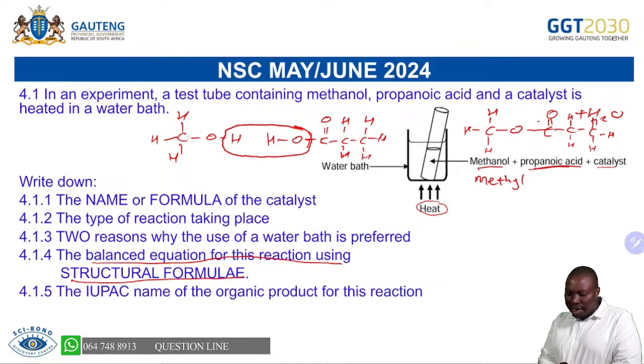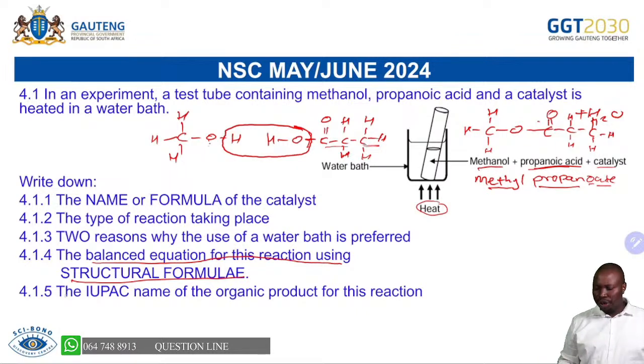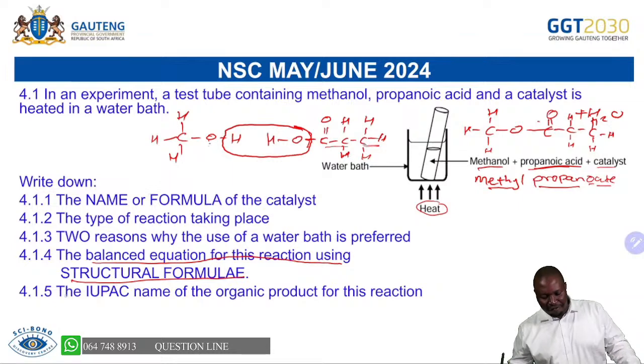We had the oxygen here that was with the methyl, but now this propan ate the O. Hence we are saying methyl propanoate. You see, the O was eaten by the propan. This propan here ate the O of this one, so that this one becomes the methyl. So you can see that we're having methyl propanoate as an ester that is formed, and that is the name of the product, which is the question in question 4.1.5. I hope you got that.